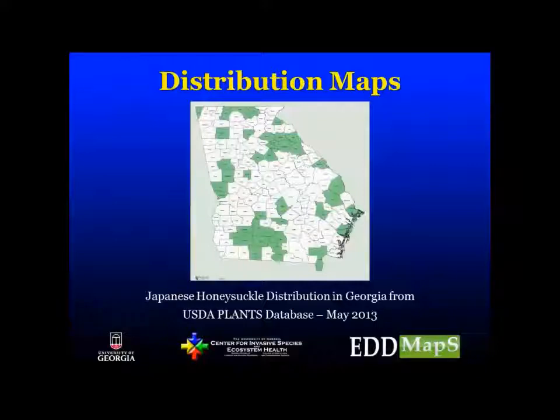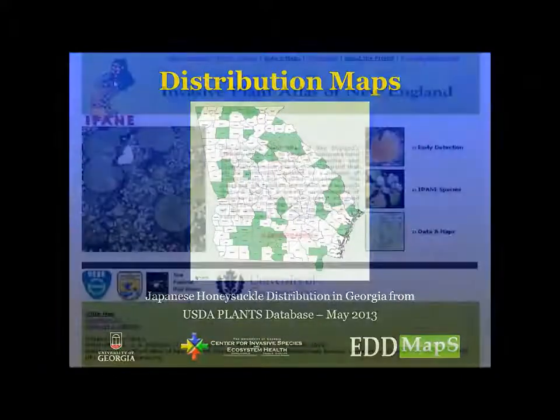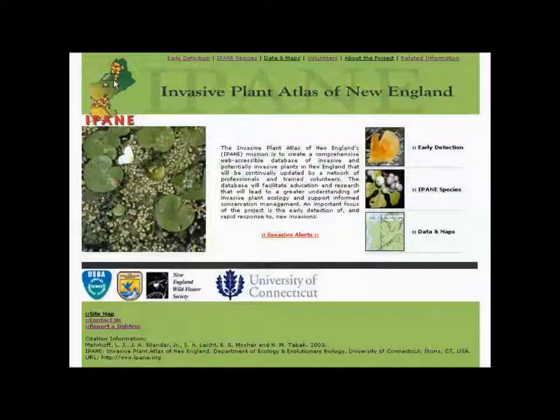But if you were saying that Japanese honeysuckle is found all across the Southeast, and you pull up a distribution map, and this is what it looks like, how correct is that? So we started looking at what was around. And the biggest success story when it comes to invasive plants and citizen science was the Invasive Plant Atlas of New England. And so we talked to them about how they did things. We figured out what worked, what didn't work.